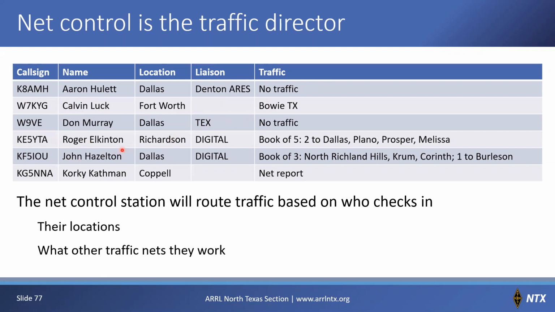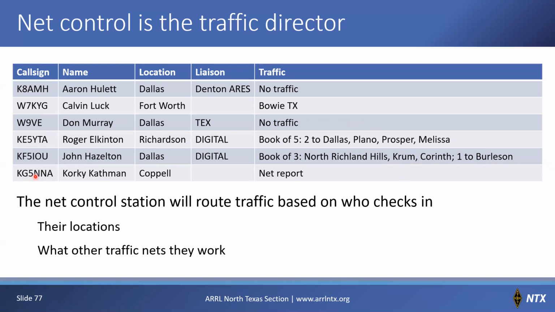The next two stations, Roger and John, were both checking in as digital liaisons, DTN. Roger brought a book of 5 to that net. 2 of them were headed to Dallas, and then 1 to Plano, 1 to Prosper, and 1 to Melissa. So again, it's the same 5 messages, just going to those 5 different destinations spread across the Metroplex. Then John had a book of 3, could be a completely different message, or sometimes it's the same message depending on the traffic, but book of 3, again, the same message across those 3 going to these 3 destinations. And then he had 1 additional that was outside that book, and sometimes we'll call that a single. I have a single to Burleson.